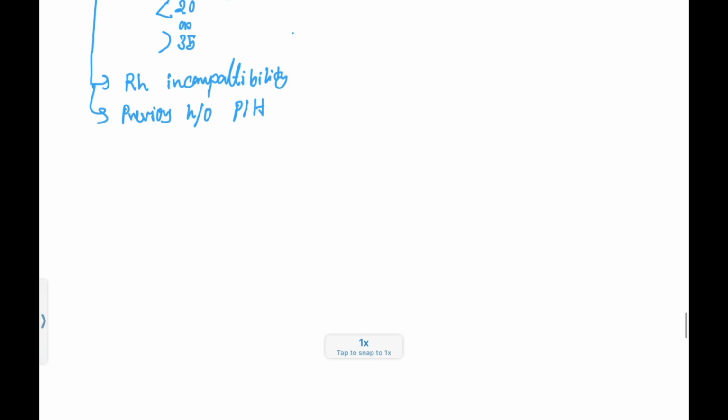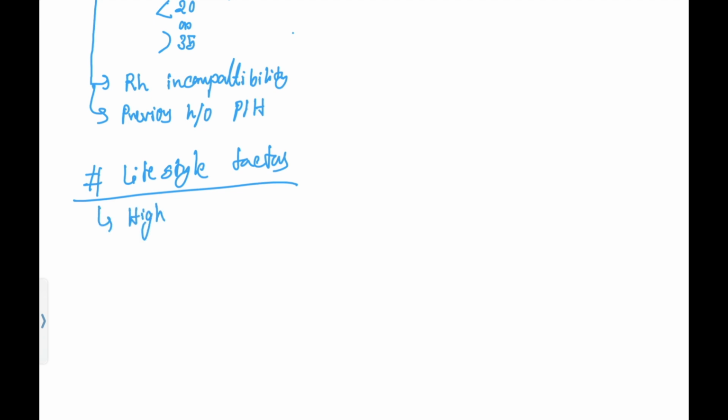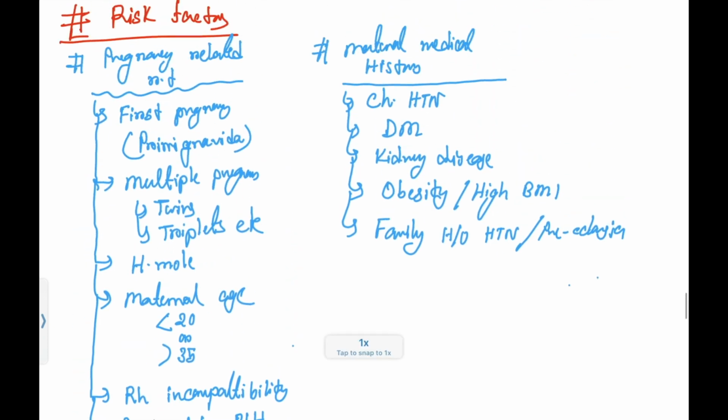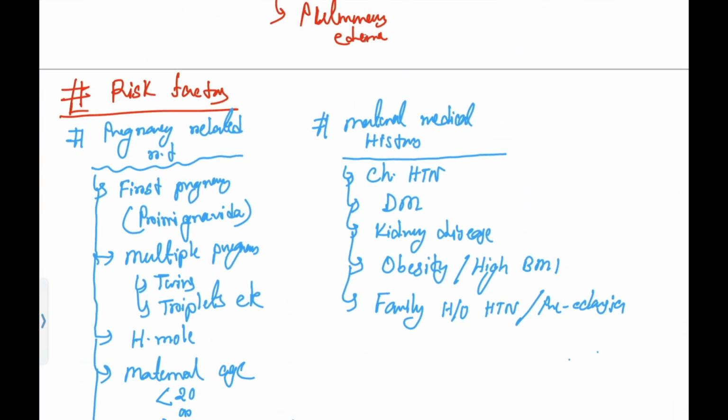Then coming to lifestyle factors. What can be the risk factors? Like if the mother has a history of high salt intake, okay, then smoking, then stress, all will create a risk factor in case of pregnancy induced hypertension.